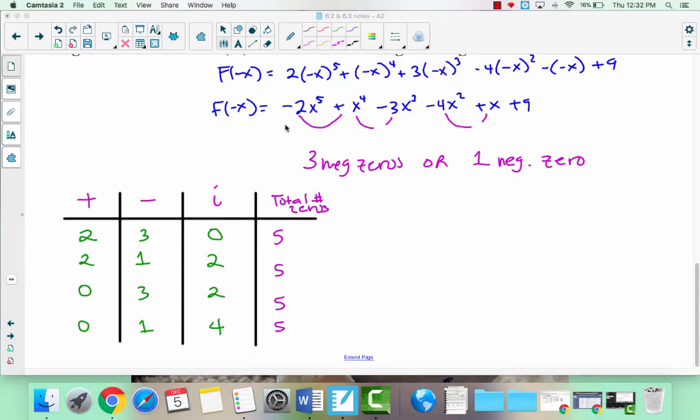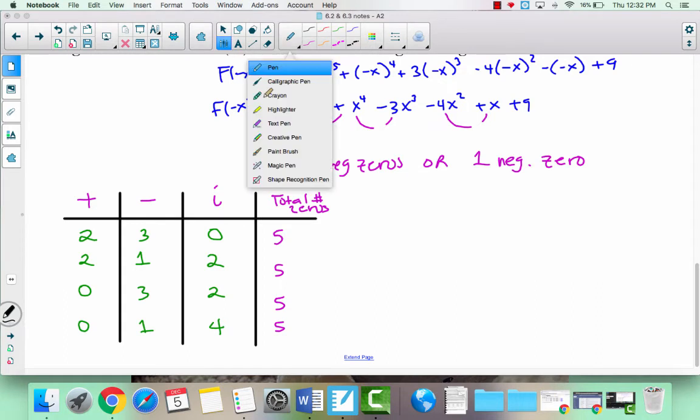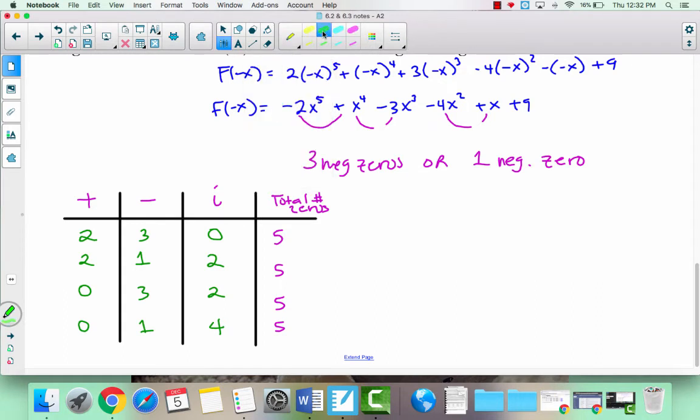Now you'll notice that in this chart, when you look at the imaginary column here, there's kind of a unique property that happens. This column, if you notice, has all even numbers in it.